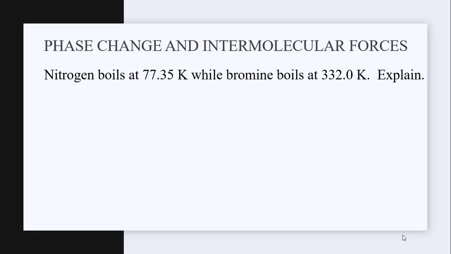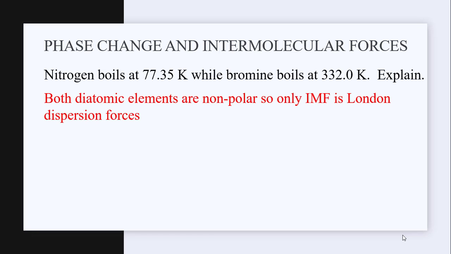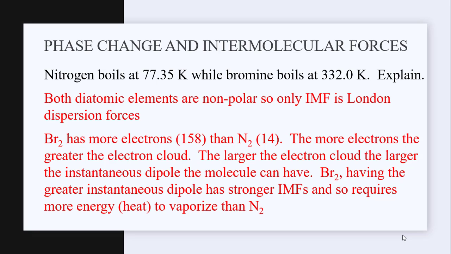What about this one, where nitrogen boils at 77.35 Kelvin, bromine boils at a much higher temperature, 332 Kelvin. Why? Both of these elements are diatomic. Both are nonpolar. The only intermolecular force here will be London dispersion forces. Bromine has more electrons than nitrogen, so it has a greater electron cloud, which means it can have a larger induced dipole. The larger induced dipole results in larger London dispersion forces, and therefore it takes more heat to vaporize the bromine than the nitrogen.